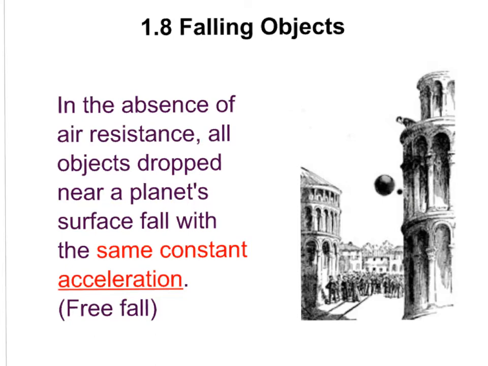This experiment actually was done on the moon by an astronaut who dropped a hammer and a feather on the moon's surface. And because of the lack of atmosphere on the moon, air resistance was negligible there. And so the hammer and the feather hit the surface of the moon at exactly the same time.